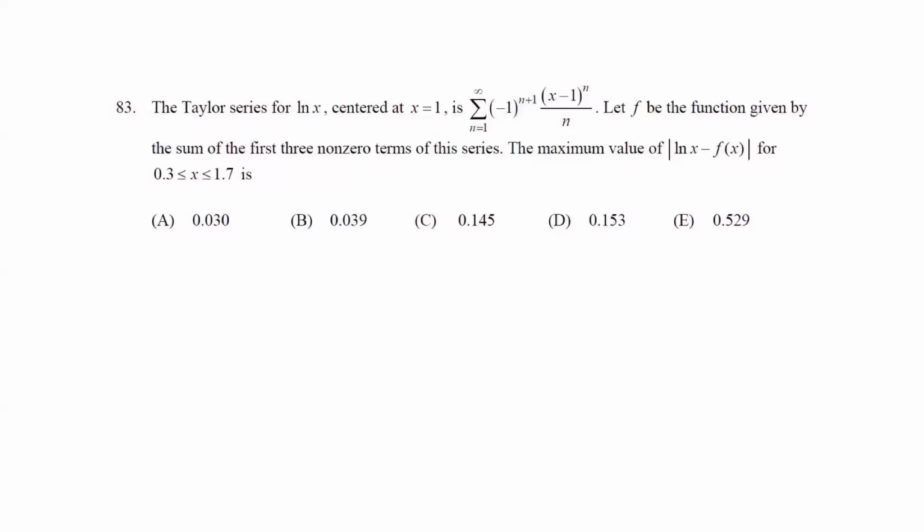In this question, we are given the Taylor series for ln x centered at x equals 1. And here is the series. And we are also given a function f, which is the sum of the first three non-zero terms of the series. And these are really just the first three terms because all of them are non-zero terms.